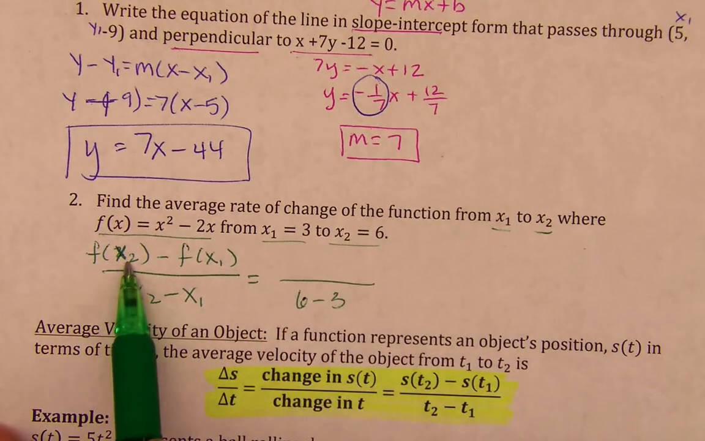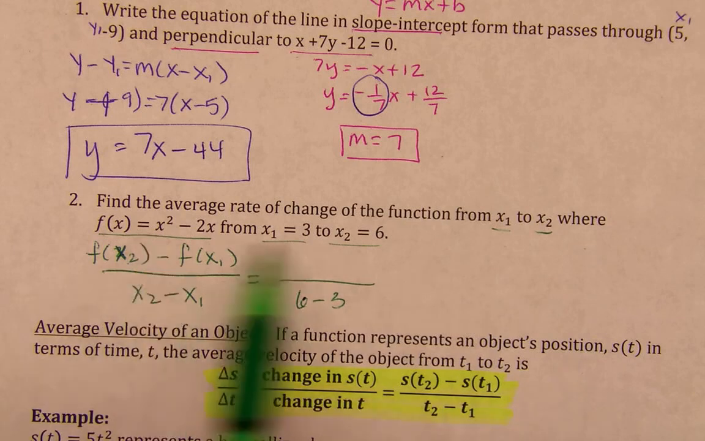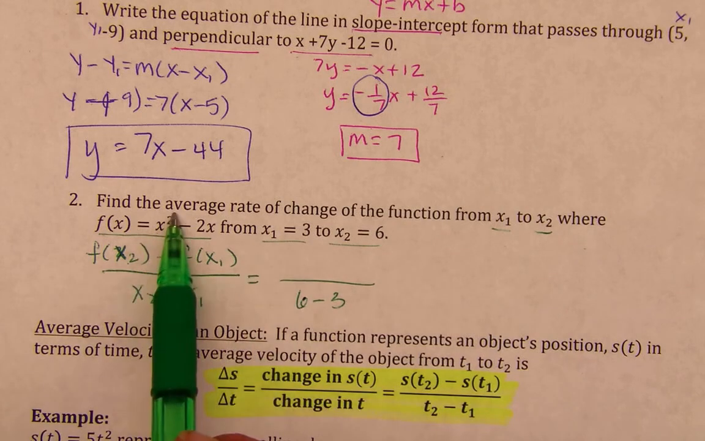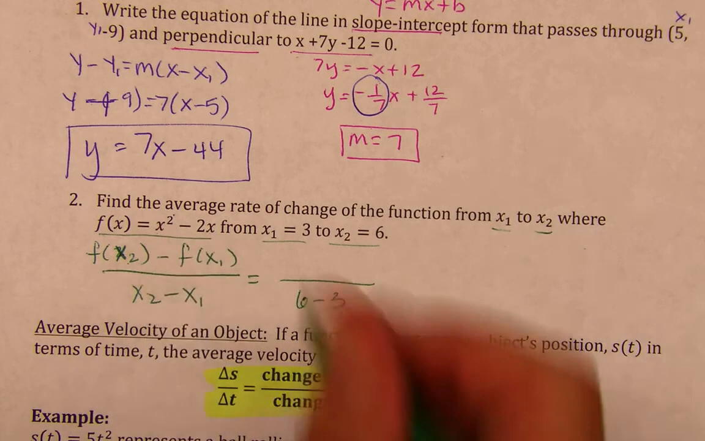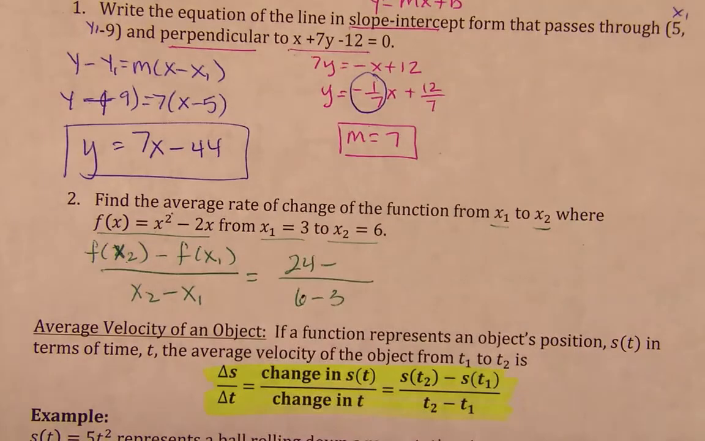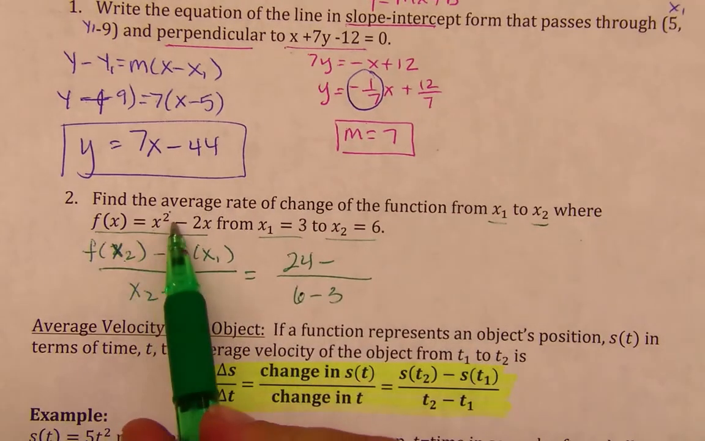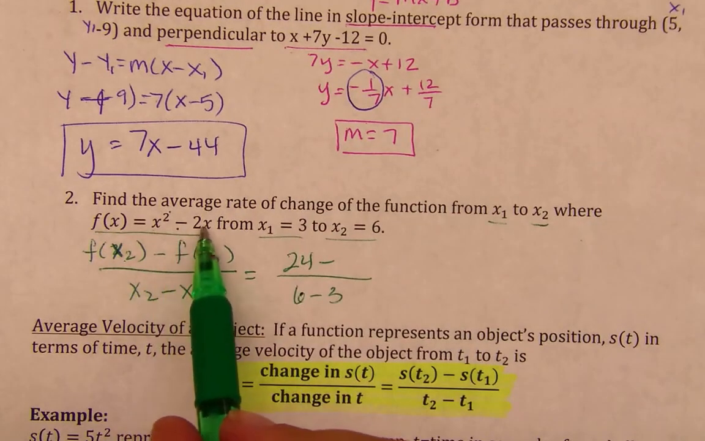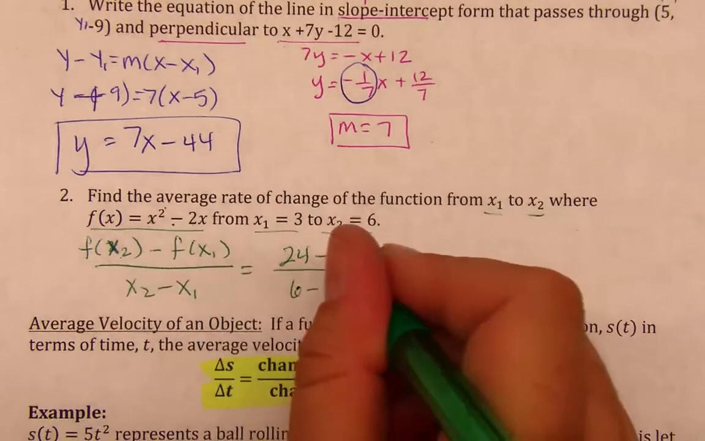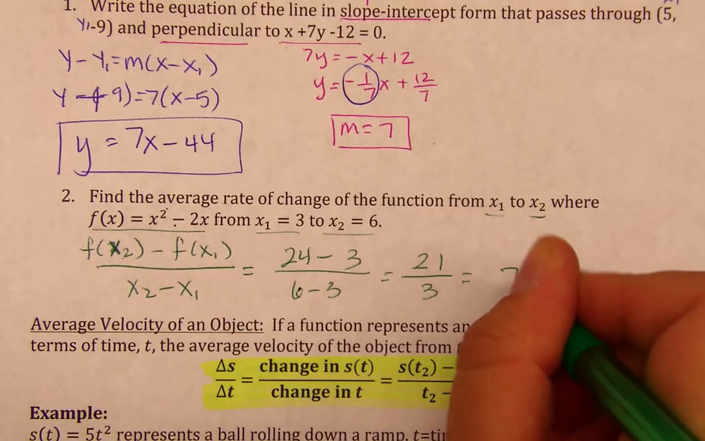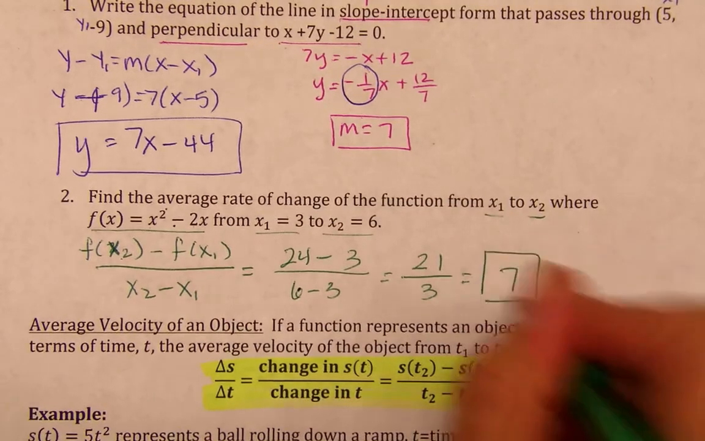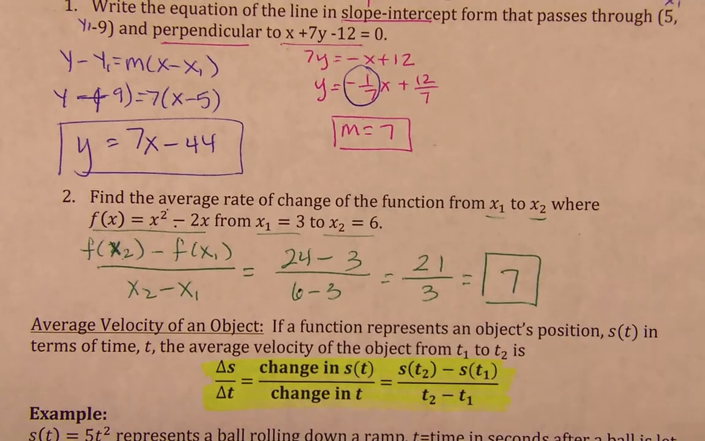And then we want to find f of x2. Well, plugging into our function, x2 is 6. 6 squared is 36. 2 times 6 is 12. 36 minus 12 is 24. And then x1 is 3, so 3 squared is 9, minus 2 times 3 is 6, so 9 minus 6 is 3. And now we have 21 over 3. And that's 7. So 7 is our average rate of change.